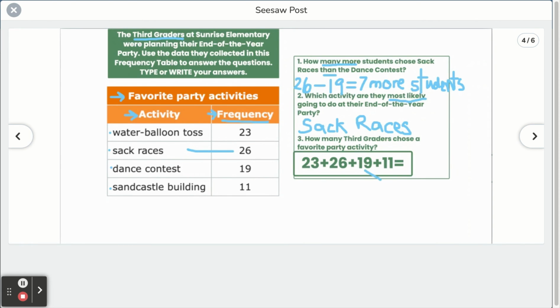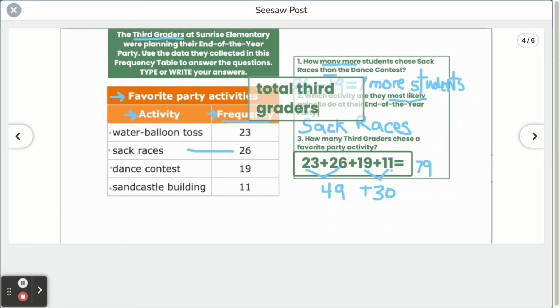And if I add this up, I'm going to add the 19 and 11 because I can see that there's 1 one in 11 and 9 ones in 19. So I know 9 plus 1 makes a 10. Add those to the 2 tens that are already there. So we have 30. And then if I add 23 plus 26, I get 49. So adding that up all together, that gives us 79 total students or total third graders that chose a favorite party activity.